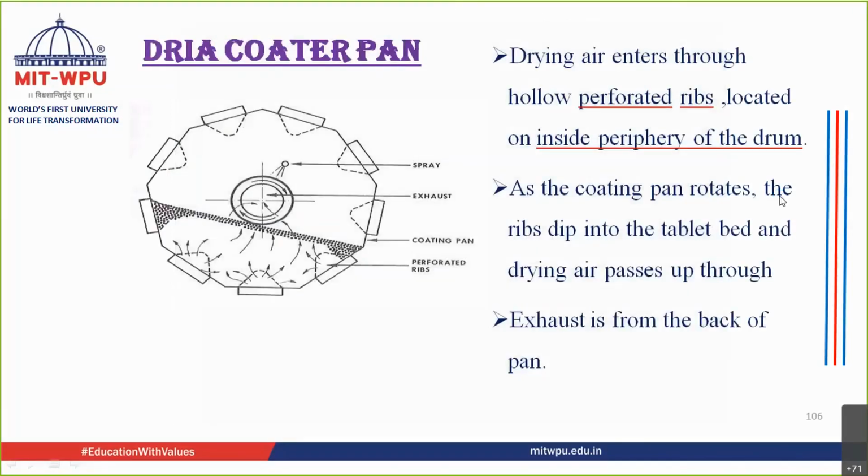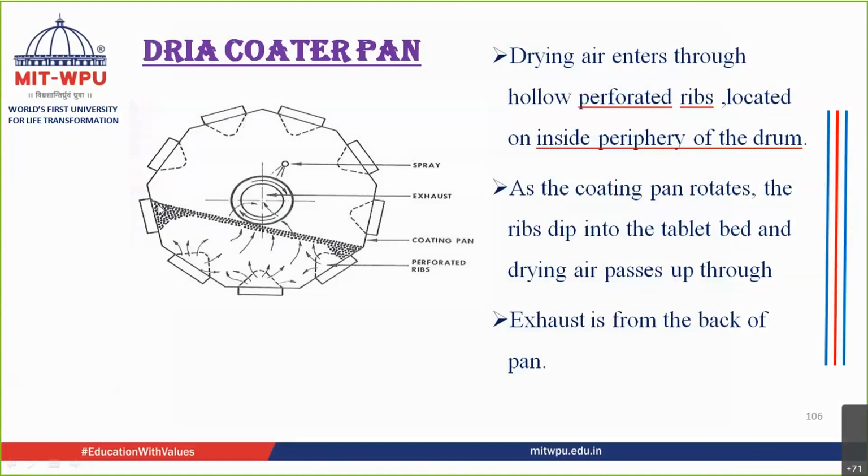Okay, moving ahead. Now let us go to a Driacoater system. In the Driacoater system, what happens is the air comes from outside, as Sanjana talked about. The air is coming from outside, going inside the tablet pan. From the perforation, the hot air is coming inside. It is drying the tablet bed.